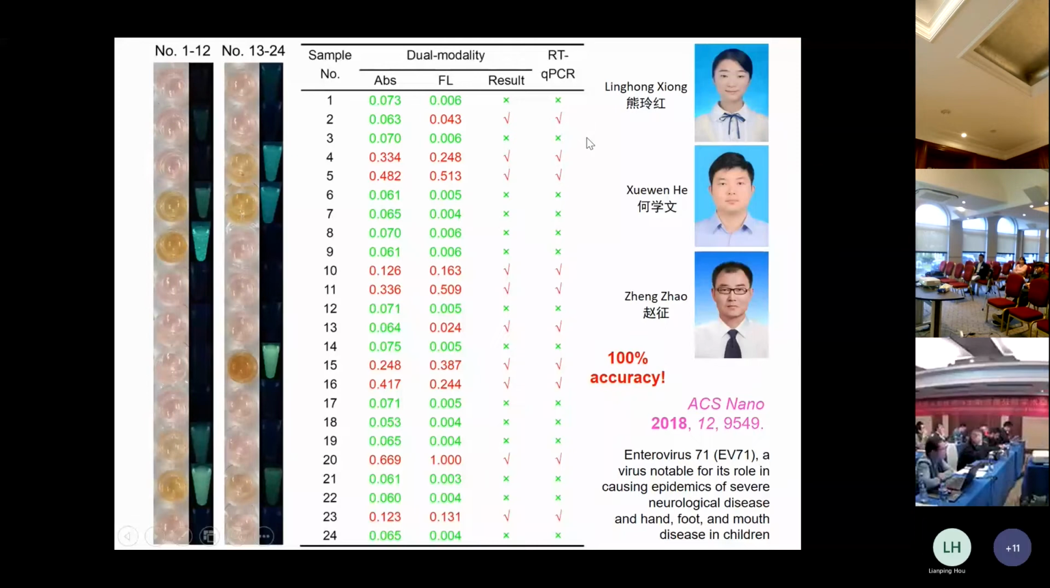reaction. You can see without the bacteria, the color is kind of pink, no fluorescence. However, if we have bacteria, the color will change from pink to golden yellow, and the emission turns on. You can see that the result by our AIEgen is 100% accurate. It's in perfect match with the PCR results.